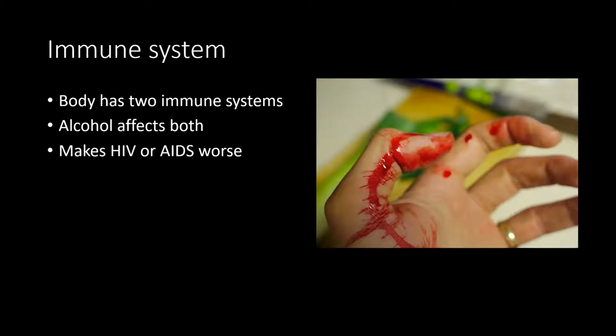Alcohol consumption, particularly excessive consumption, can damage the immune system. Two separate immune systems have been identified in the human body. Alcohol affects both. And this increases the risk that someone will contract HIV, or once the person has HIV or AIDS, alcohol consumption will make it worse.